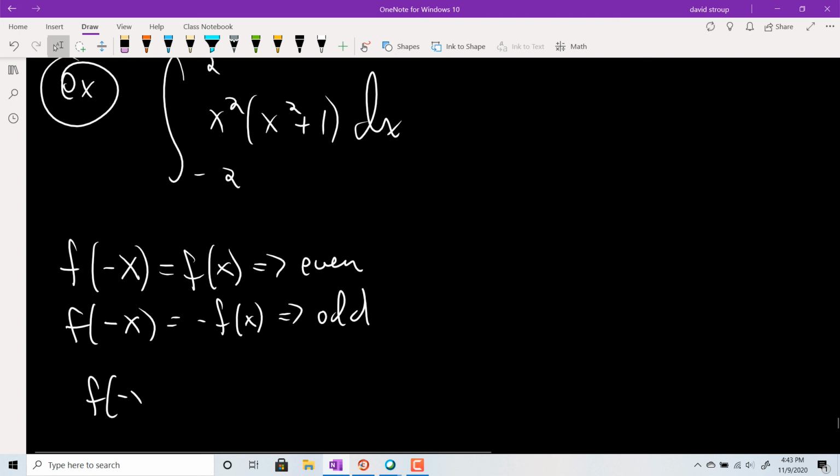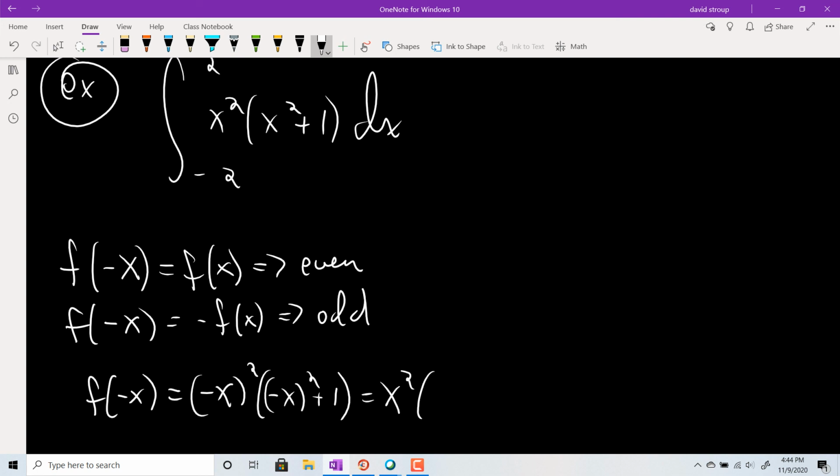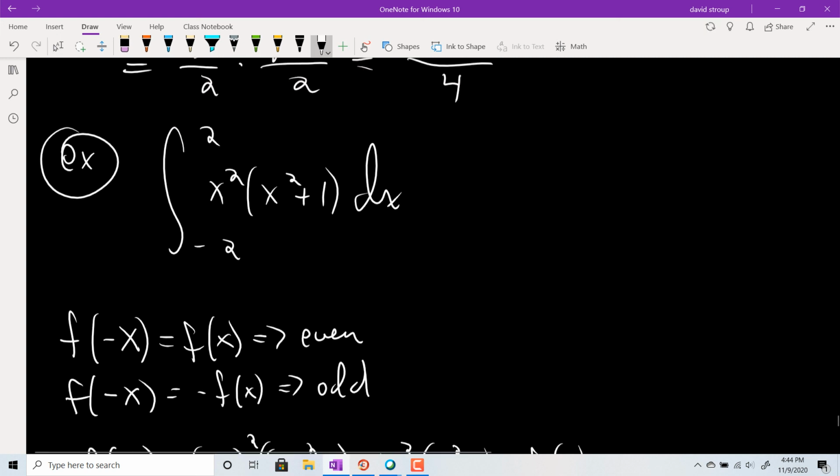Note, if you put in negative x for x, the negative will just go away because you have all these squares. So negative x squared plus 1. I'm mistaken, there's no square on the whole thing. So the x squared times negative x squared is x squared plus 1. And you see that's exactly f of x. So therefore this thing is even. So what does that mean to us? That means we can cut it in half and multiply it by 2 and have the same answer.